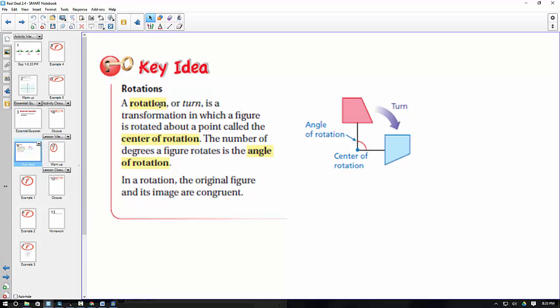Here's the key idea on rotation. Basically, there's three main parts. A turn is a transformation that's turned about a center of rotation. This right here is the origin, or the center of rotation in this case. So I'm going to change this piece. I'm going to turn it by 90 degrees off of this center of rotation point. I said 90 degrees because that's the amount of the turn, so that's the angle of the rotation.